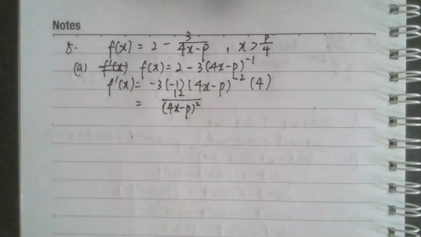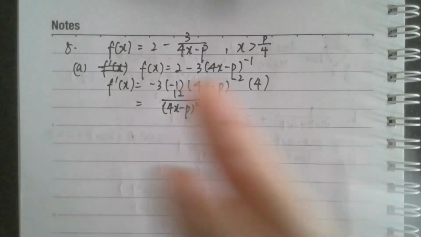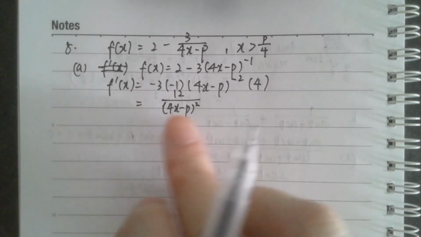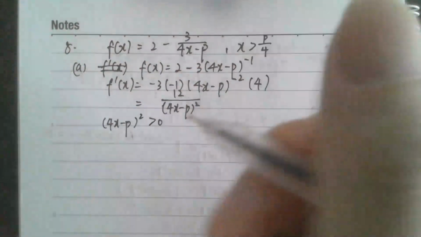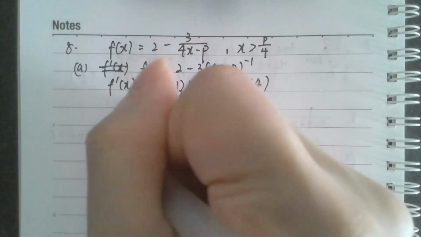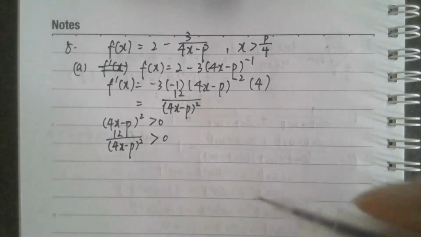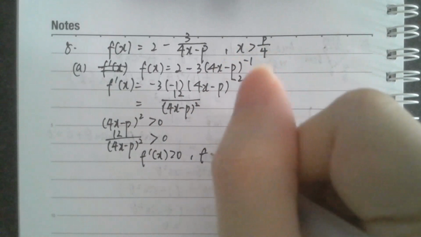Now, the question obviously went on to ask you to determine whether this is an increasing or decreasing or neither function. We have to look at f prime. For decreasing, f prime is negative. For increasing, f prime is positive. By looking at this, for all x values, the denominator is always positive. So (4x minus p) squared is always greater than 0. So obviously, 12 divided by a positive number will always be greater than 0. Okay, so that's how you reason it out. So therefore, f prime x is greater than 0, hence f(x) is an increasing function.